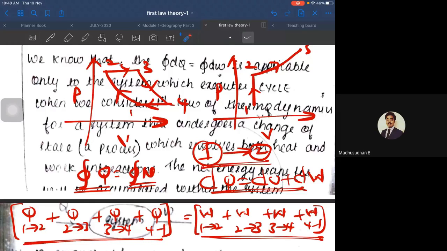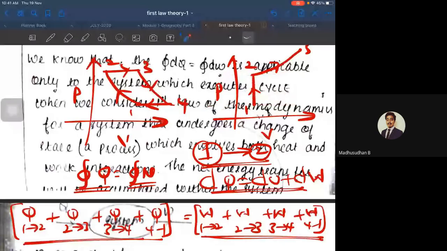Yes, sir. Mervin. So when I want to apply it for the whole of the cycle, which I have highlighted, how do I apply my first law? Cyclic integral of Q is equal to cyclic integral of W. That's great. If I want to apply it for just a single process, which I highlighted here, I apply dQ equal to dU plus dW. Excellent.